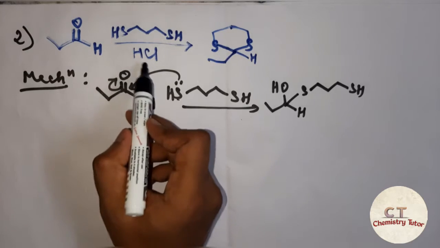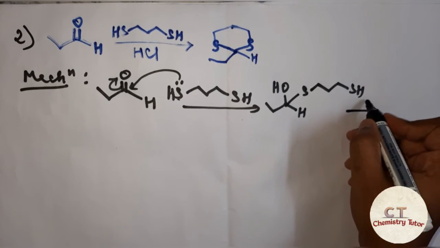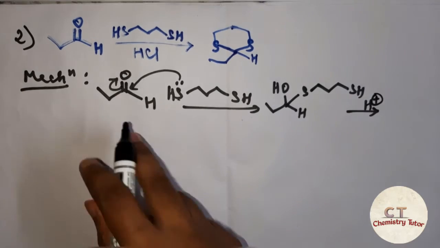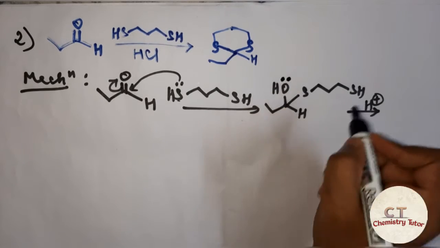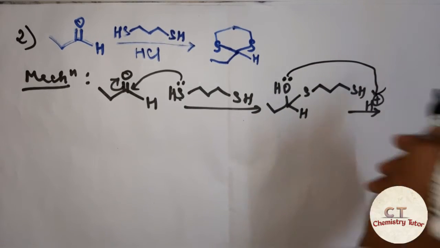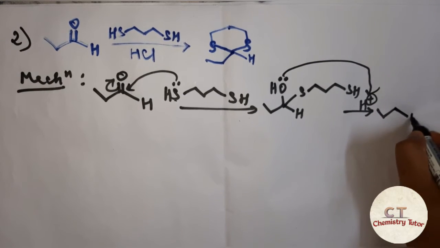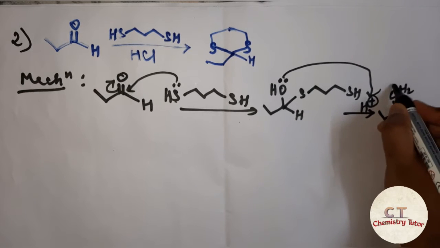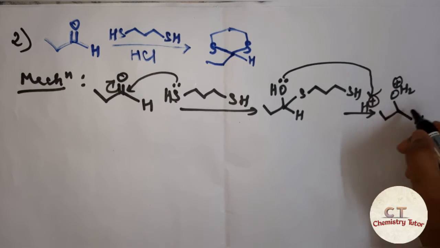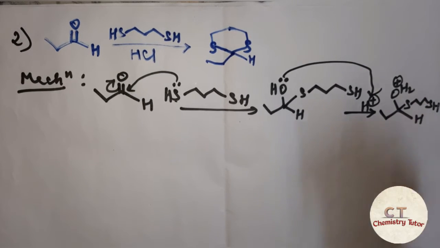Further, now since HCl is given in the reaction, I'm writing here HCl means H plus is provided. In presence of HCl, the acid is providing H plus ion, so this OH will abstract this H plus, and what will it form? OH2 plus. Okay, and here SH. Okay, then what will be the next step?